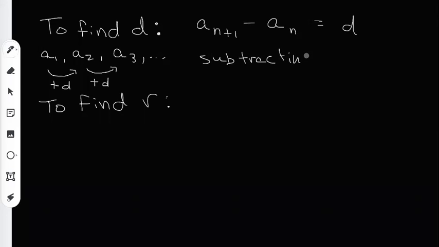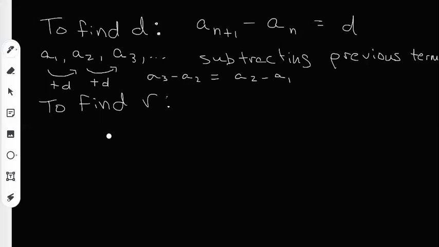So what you're actually doing is you're subtracting the previous term. So for this, d would have to be equal to a3 minus a2, right? But notice that's the same thing as a2 minus a1. You're just taking one term and subtracting the one that came before it.